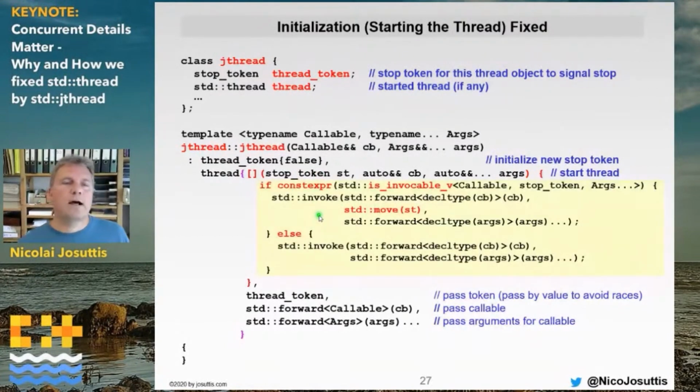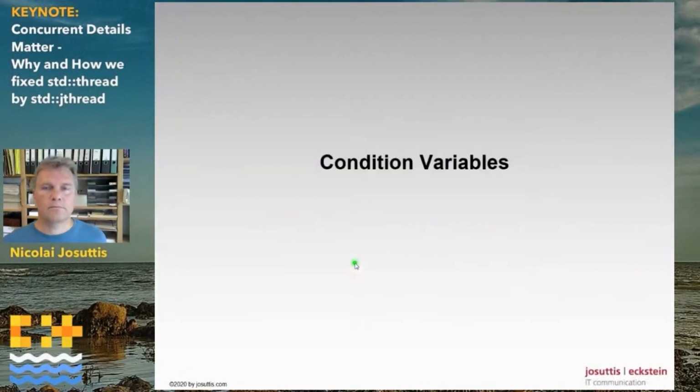And now let's use a couple of new C++17 features, like if constexpr and is_invocable_v. So if we have a function that takes a stop token as a first argument, let's pass it. Otherwise, we don't pass it. And that's a decision that's done at compile time. So that way, we could do both. Okay, that was the basic design.